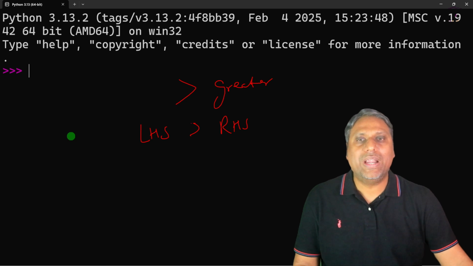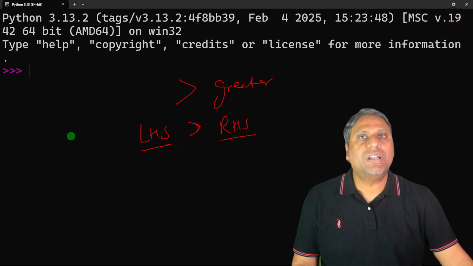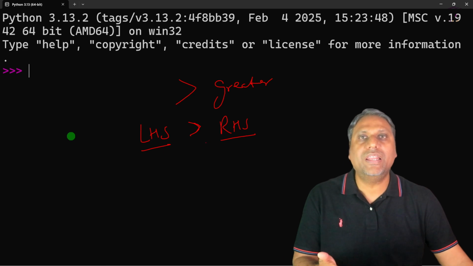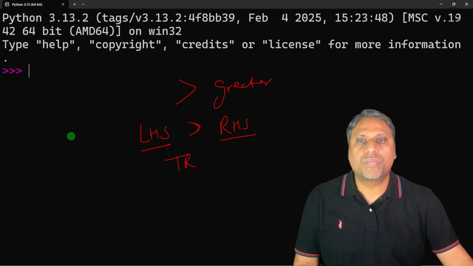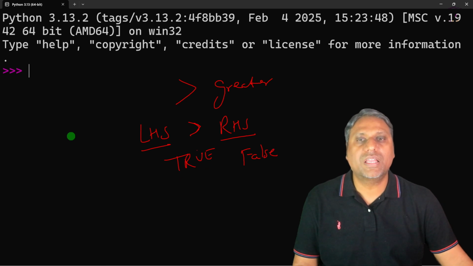Correct? Now, greater than will check whether the left hand side value is greater than the RHS value or not. Fine. If it turns out that yes, LHS is greater than RHS, basically the relationship is true. Whatever you are asking is true. So then it will return true. And if the relationship turned out to be false, then it will return false. Basically, what does it mean? That any relational operator returns a Boolean value. I hope you know about it.